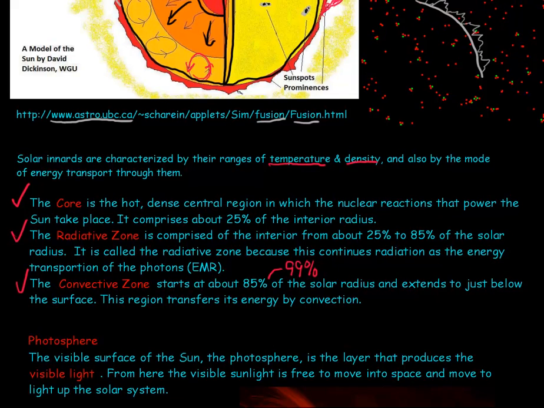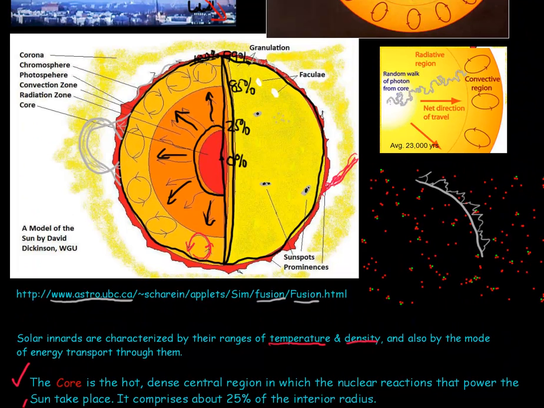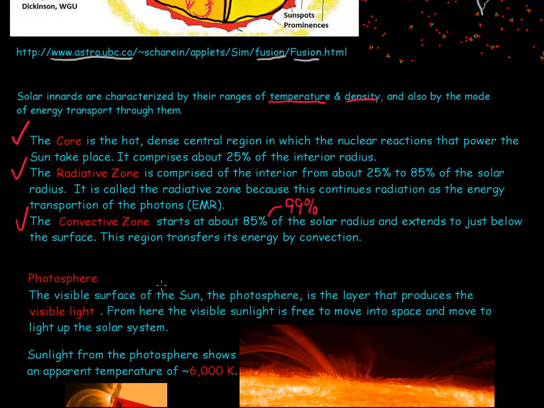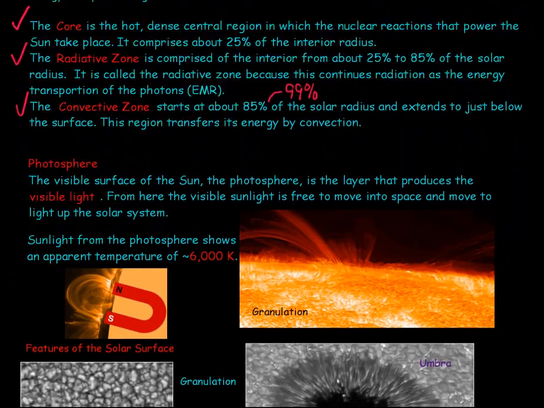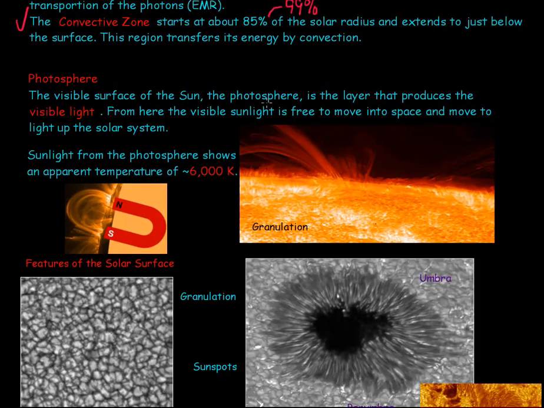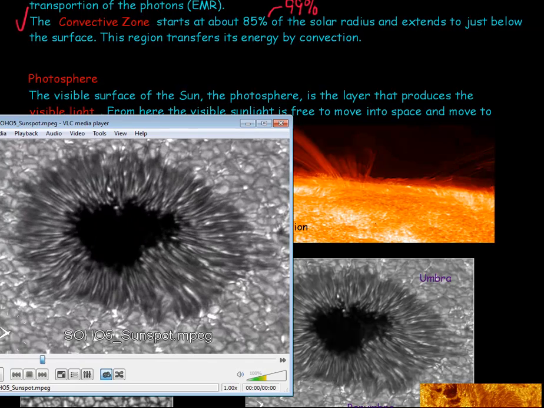Then we got to the photosphere, and that's the 99 to 100%. Photosphere is the actual surface of the sun. Bring it down to here. All I wanted you to know is that it's the area that produces visible light. It's the surface you can see with your eyes. It is the location of sunspots. I showed you this granulation video. This is what the sunspot video looks like.